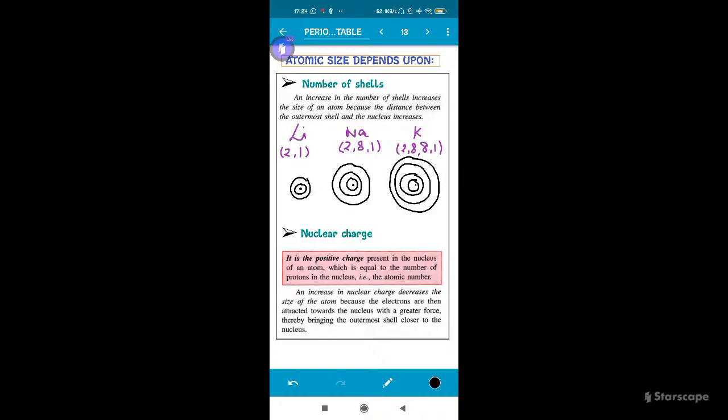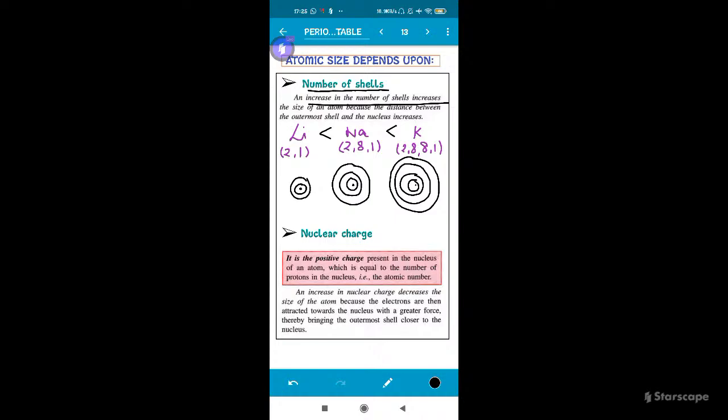As you can see, it is very clearly identifiable that the more the number of shells, the larger the size of the atom. That means the size of potassium is more than sodium, and gradually more than lithium. So the number of shells is directly proportional to the atomic size. Whenever the number of shells increases, the distance between the outermost shell and the nucleus increases. As a result, the atomic size will also increase.